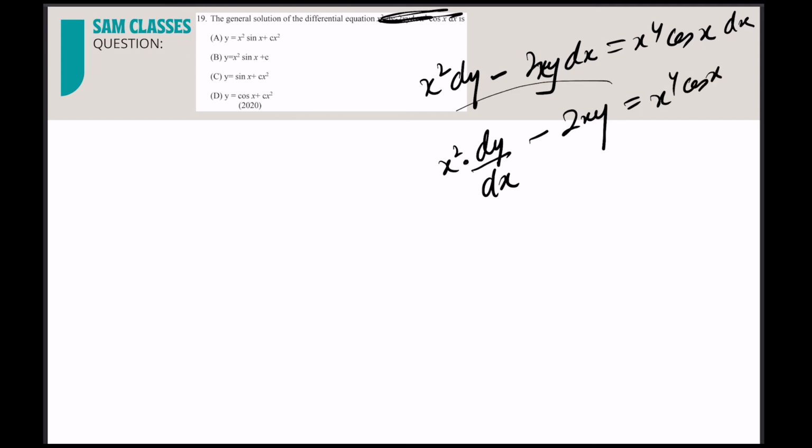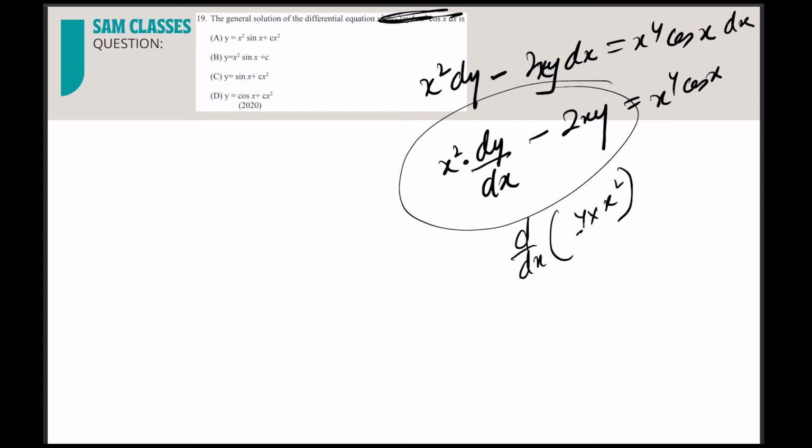So if you see this part, the moment it comes, it should flash. What is this? If I see, it is y and x square. It's nothing but just the differentiation of y into x square. It is d by dx of y by x square, correct? Yes or no? So d by dx of y by x square is equal to x power 4 cos x.